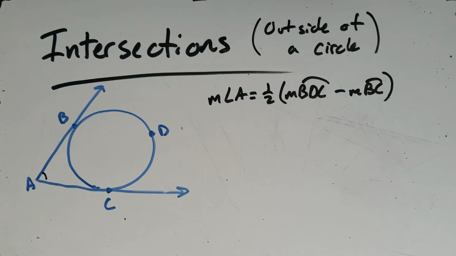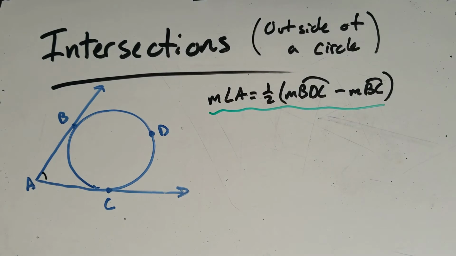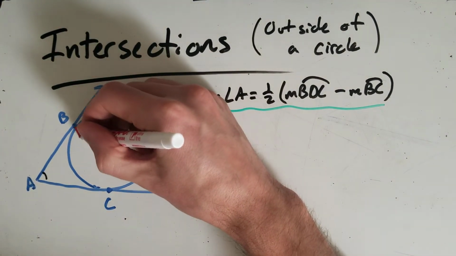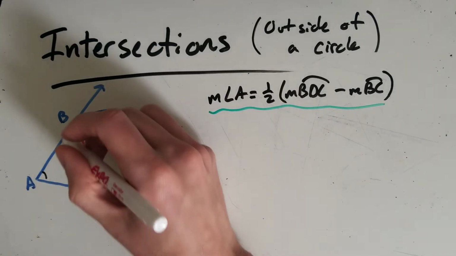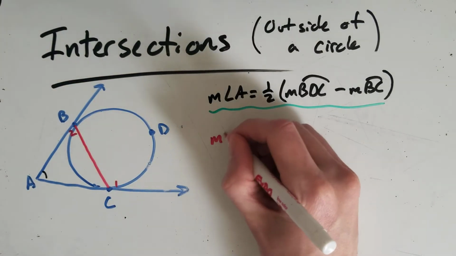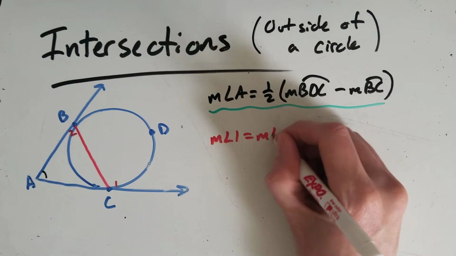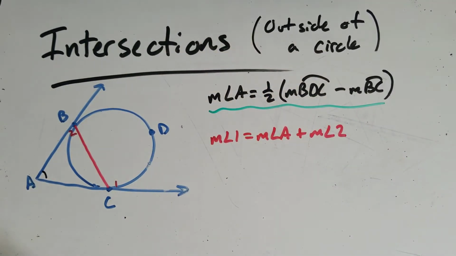And again, we can show this simply through a very similar type of thinking here. We can make a little secant, draw a chord in there, and then call this angle 2 up here, angle 1 down here. The measure of angle 1 would be equal to, through the exterior angle theorem, the measure of angle A plus the measure of angle 2, that would equal the measure of angle 1.